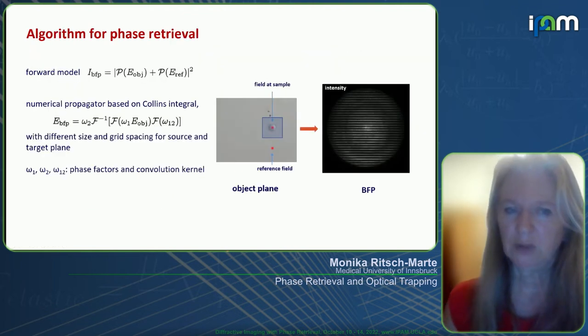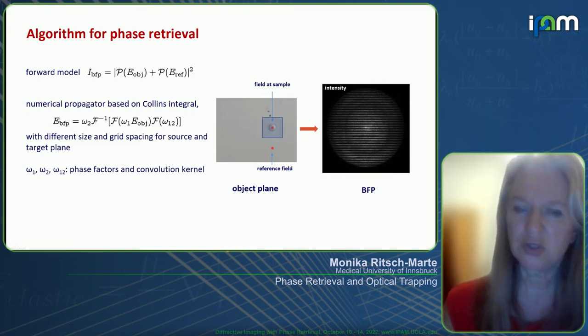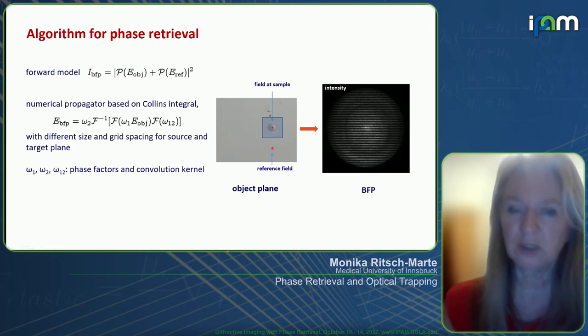Now, the algorithm for the phase retrieval, we have to do a numerical propagation, and we're doing the steepest descent search until the predicted field in the back focal plane actually matches the back focal plane image that we have.